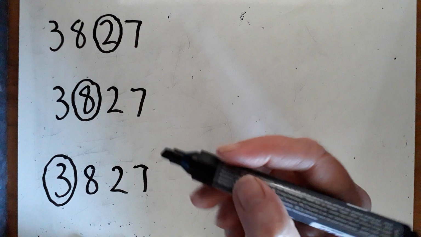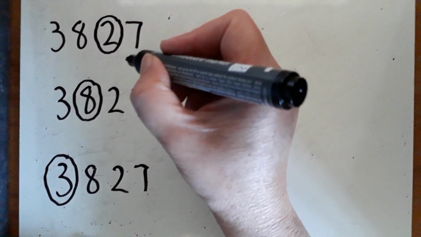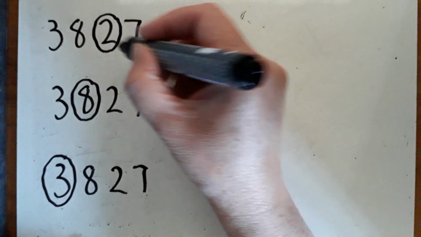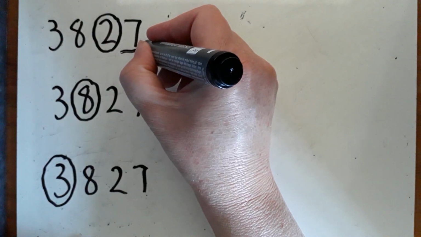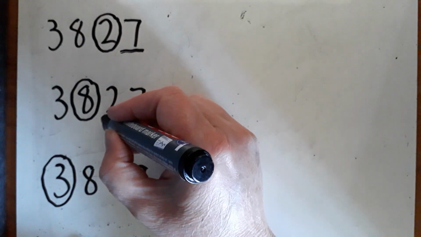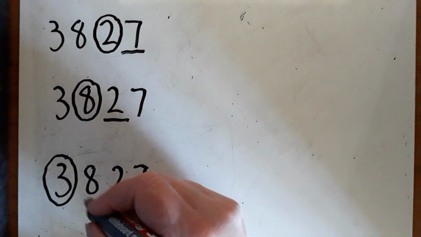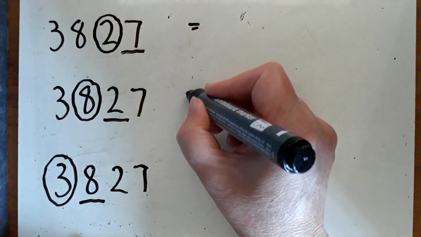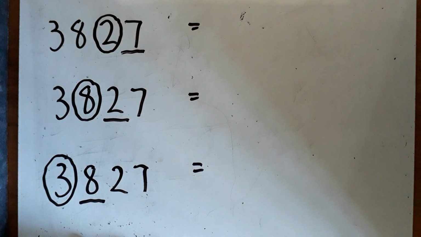What you need to remember is you look in the place value column next to the digit you're rounding. When we're rounding to the nearest 10, we look in the ones. When we're rounding to the nearest 100, we look in the tens. And when we're rounding to the nearest 1,000, we look in the hundreds. Just round those numbers now. Pause the video and then we'll check your answers.